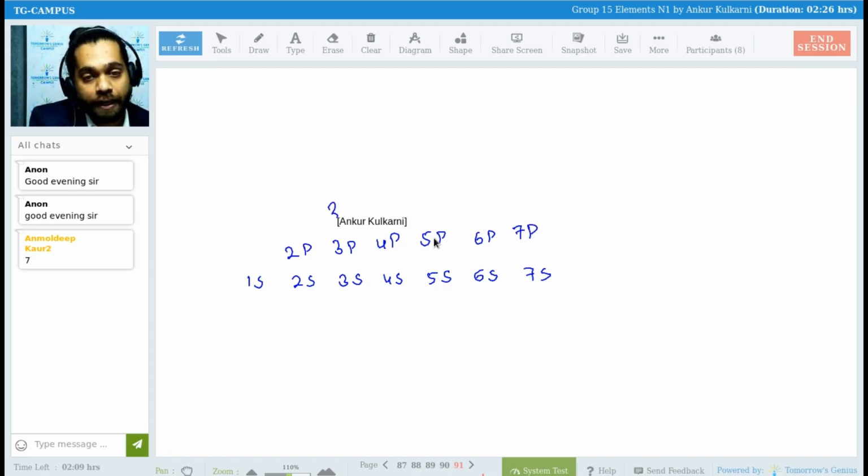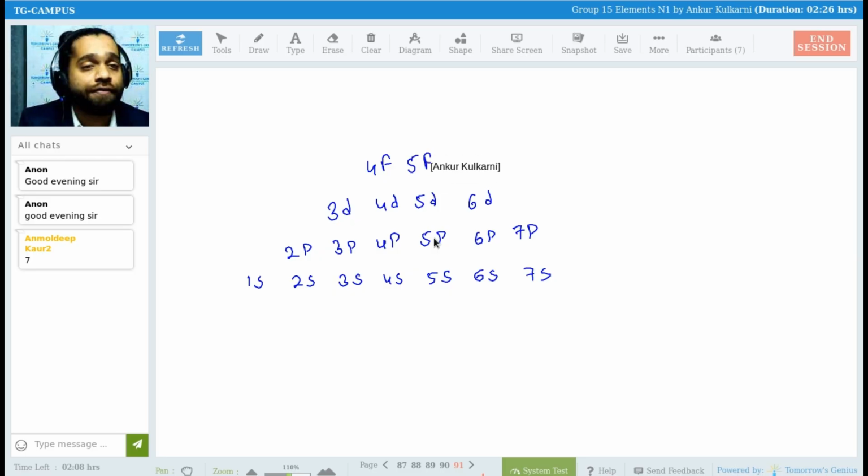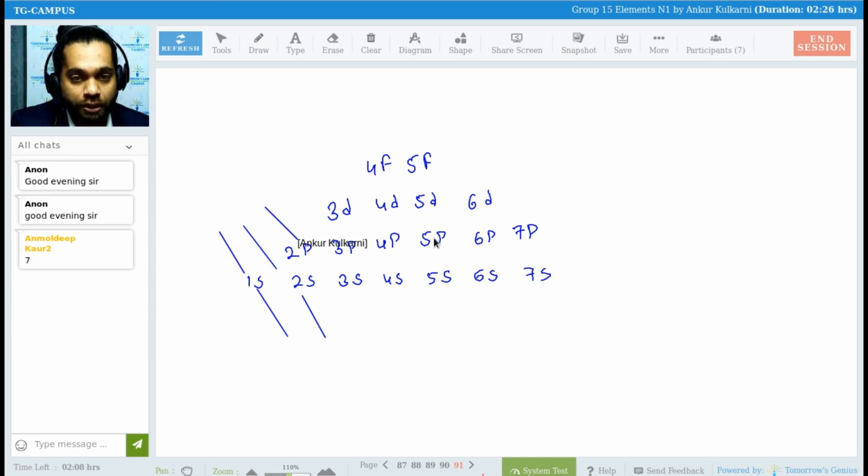Then above this, 3p, write down 3d, 4d, 5d, 6d. Then above 4d, write down 4f. So make a triangle like this, 5f. If you have a scale, very good. I do not have a scale over here, but draw the straight line.